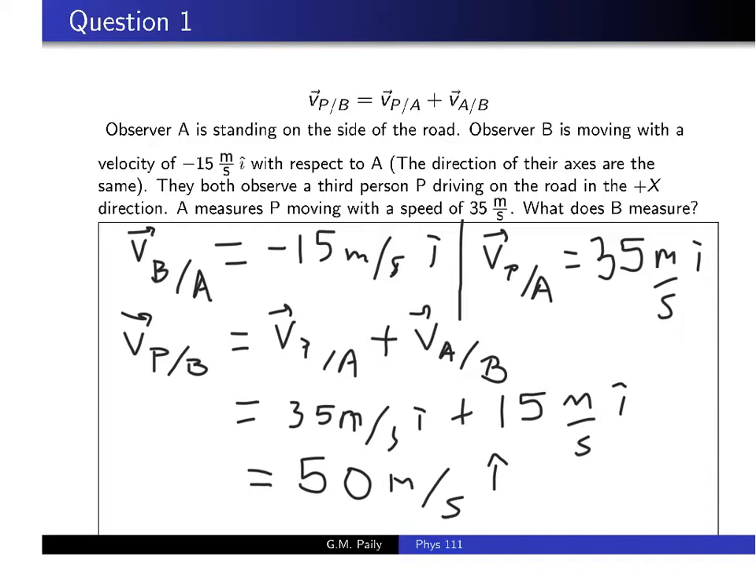Take a moment to look over the example. The important points are the relation between the observers and the object, and the fact that the velocity of B with respect to A is the negative of the velocity of A with respect to B. And of course, always remember that velocity is a vector, and so the I hats, j hats, etc., and the signs matter a lot.